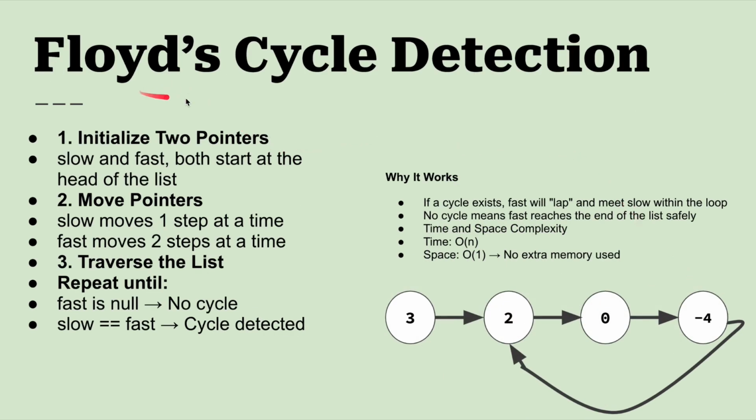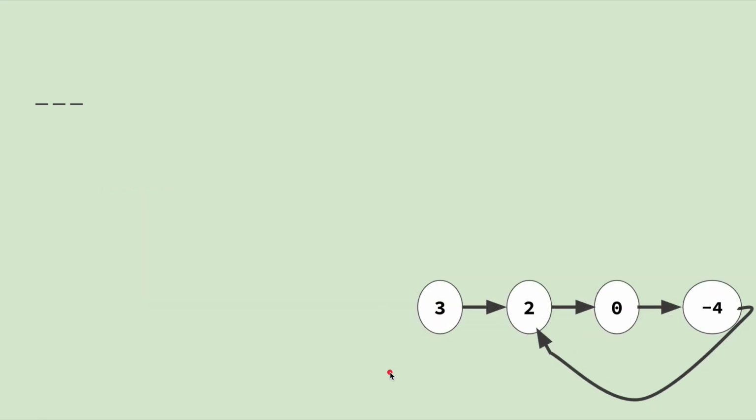So what we will do is initialize the two pointers, slow and fast, both starting at the head of the list. Slow moves one step at a time, fast moves two steps at a time, and we traverse the list repeating the same thing. If fast is null, there is no cycle. If slow equals fast, a cycle is detected. I'll show you how to do this in the example.